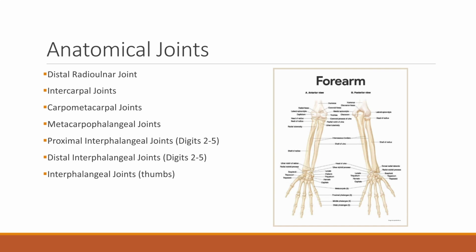So, anatomical joint-wise, you have the distal radial-ulnar joint, the intercarpal joints, carpo-metacarpal joints, metacarpophalangeal joints, the proximal interphalangeal joints, which is digits 2 through 5, the distal interphalangeal joints, which is also digits 2 through 5, and the interphalangeal joints, which are the thumbs.